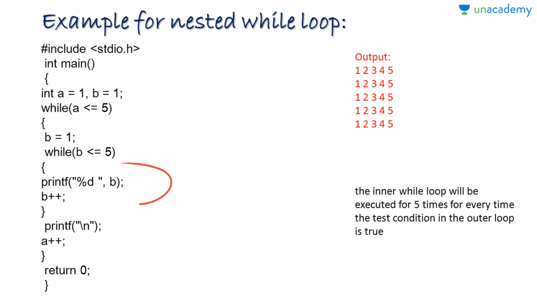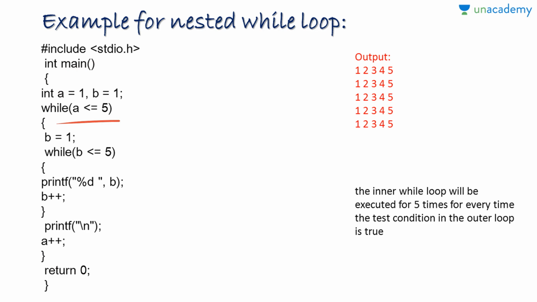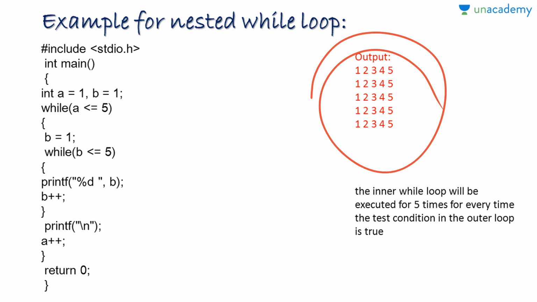So until a is equal to 5, this process keeps continuing. So the inner while loop will be executed 5 times, for every time the condition in the outer loop is true. So after a is equal to 5, the condition will be false and it comes out of the while loop. So this will be our output for this example program.